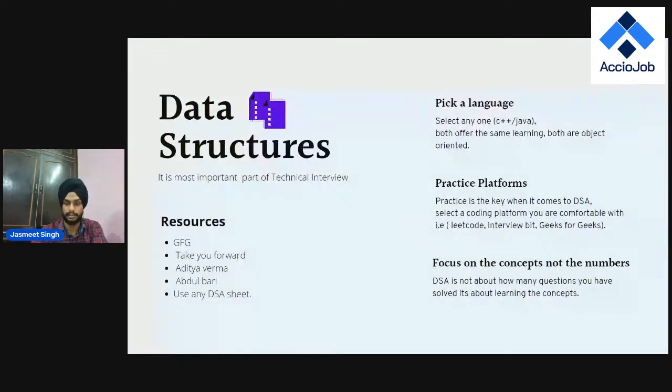He has several playlists for DP, stacks, binary search, and sliding window concepts. He has good playlists and good material, good questions that will build your concepts from the very basics to the hard part. You can follow Aditya Verma sir for learning algorithms. He has covered all the algorithms that are required for your interview, and Abdul Bari sir also for algorithms.